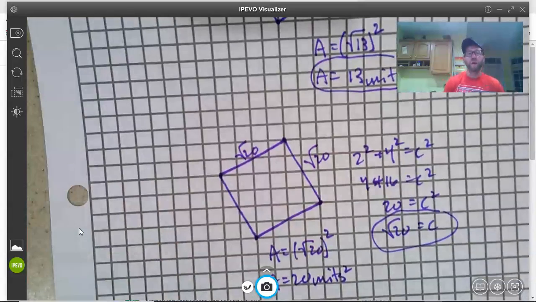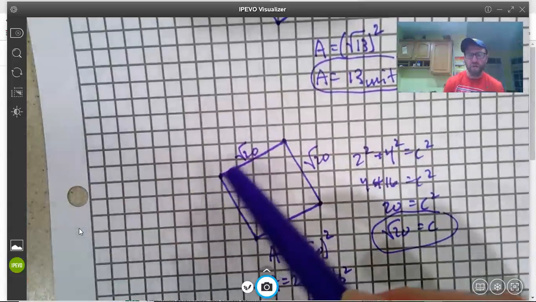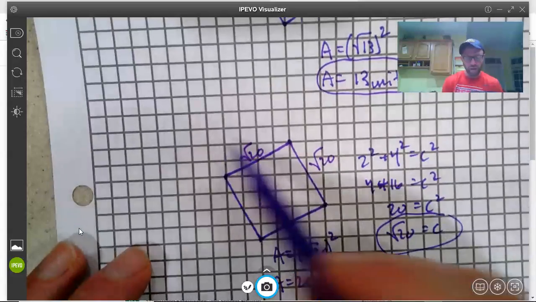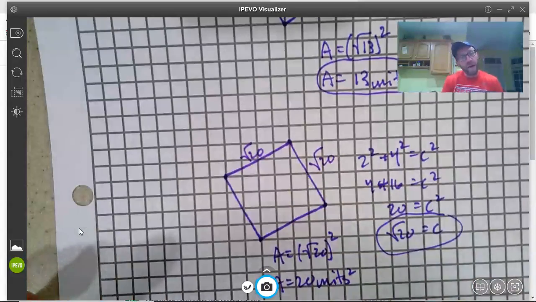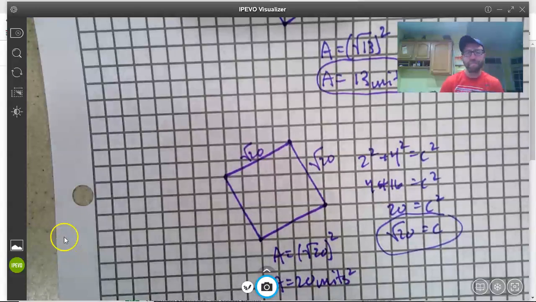So remember, you just want to follow this pattern, whatever your first side is. If it's up 2 over 4, then just follow that pattern going all the way around. And then use the Pythagorean theorem to find one side length, and then square that to find the area. And that's how to draw a square.